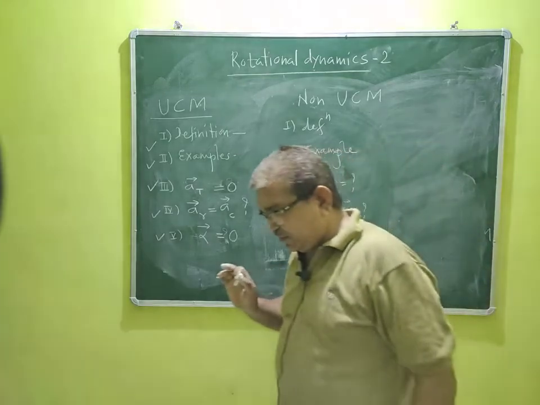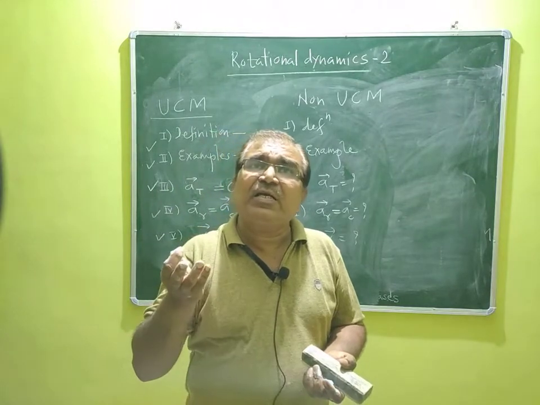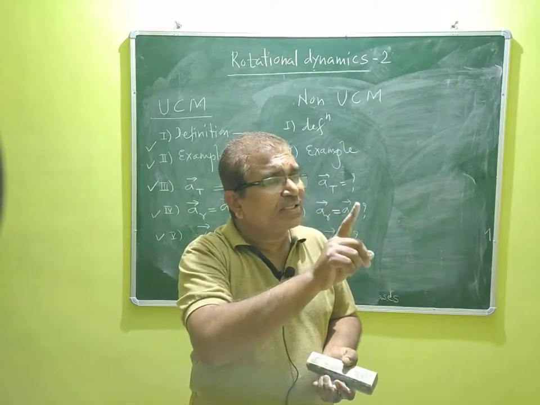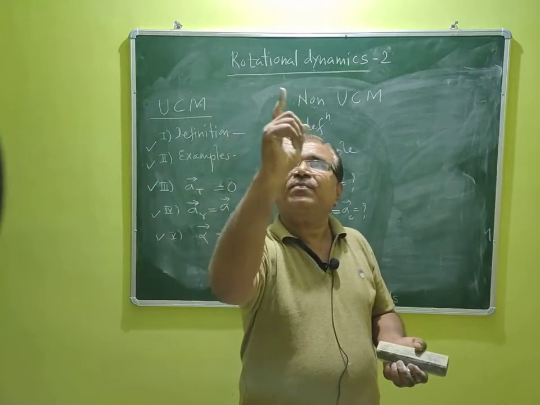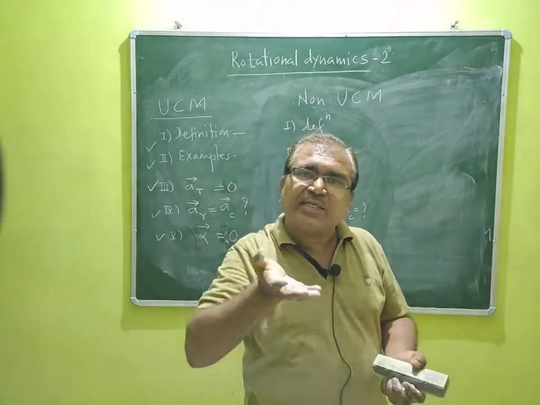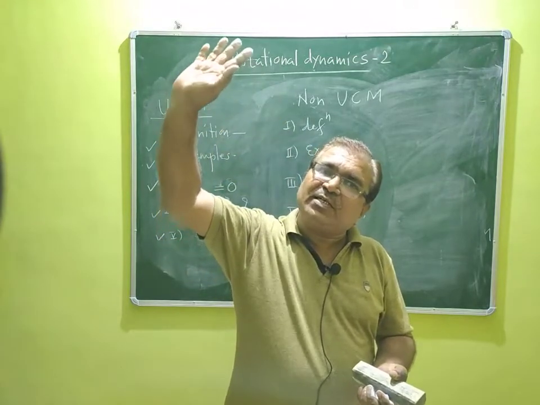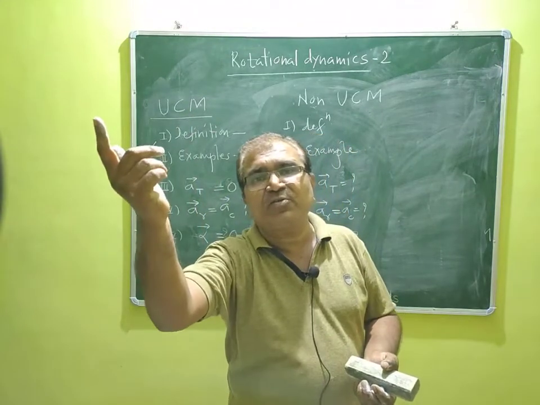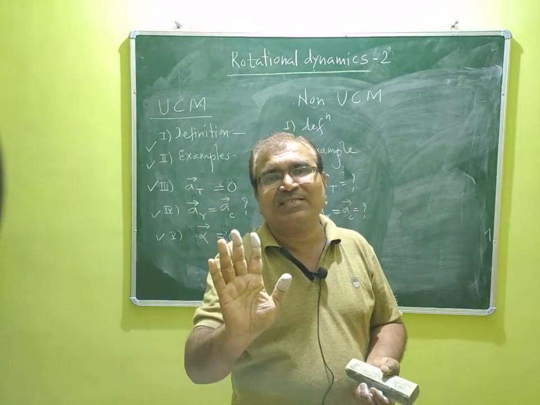Example, the very common example we can give is the fan. Suppose the switch is on. Initially the fan is at rest and the fan starts rotating like this. That means angular velocity increases from 0 to maximum. Angular velocity is continuously changing from 0 to maximum. The magnitude of the angular velocity or angular speed is not constant.